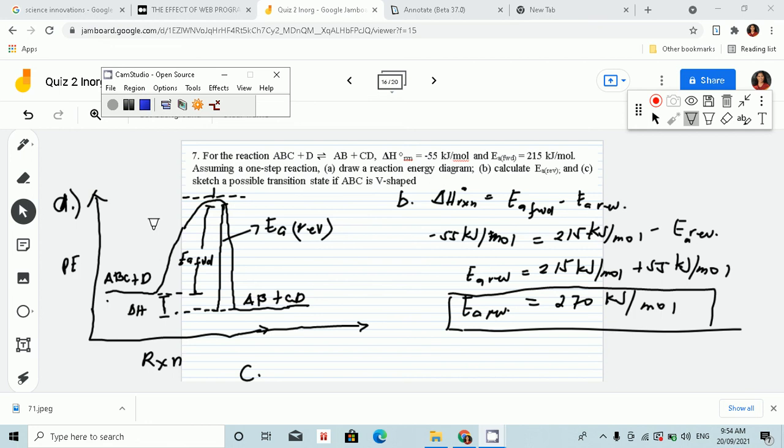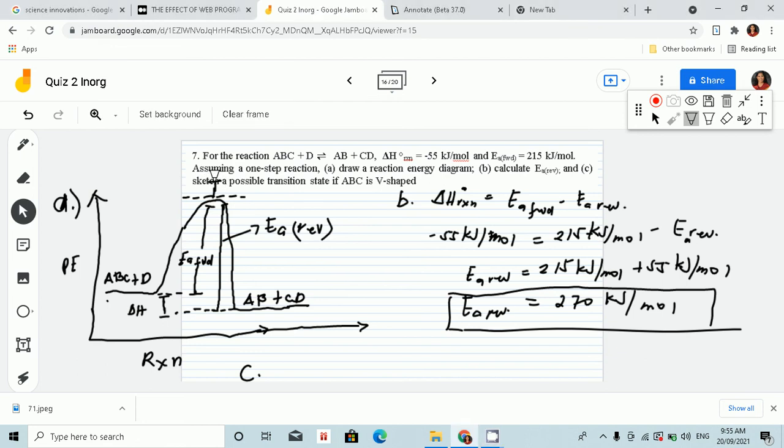Sketch a possible transition state if ABC is V-shaped. So we are going to draw its configuration, the structure. We know that the transition state, the TS, has the highest potential energy. And a transition state is short lived. It is a short-lived molecule formed in between the reactant and the product. So the TS, the transition state structure, forms here at the highest potential energy. So that's why we write the TS.